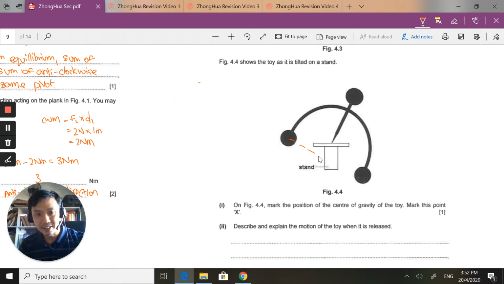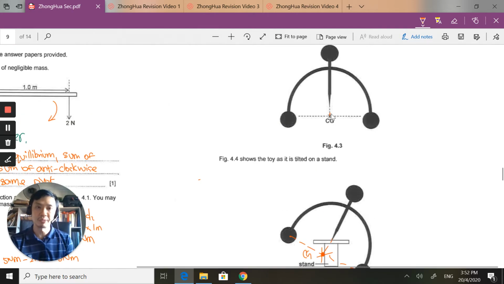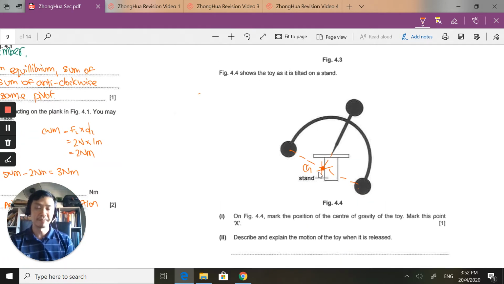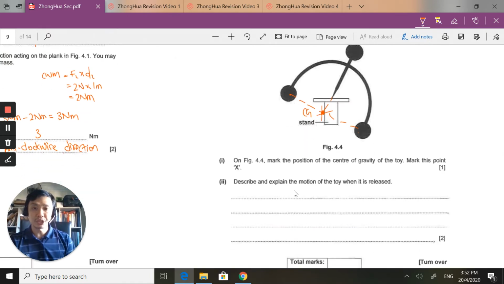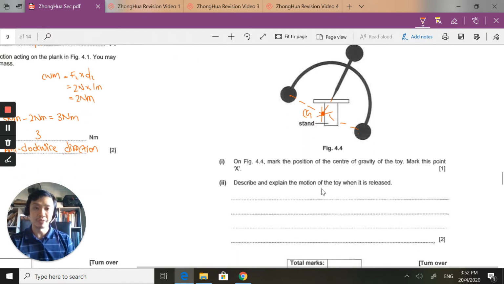Hopefully this is going to work here, and then it's going to be down here. So the CG is somewhere here. I'm going to mark it with an X and label it CG. So the CG has not changed position. It was here, it still is here. Now describe and explain the motion of the toy when it is released.